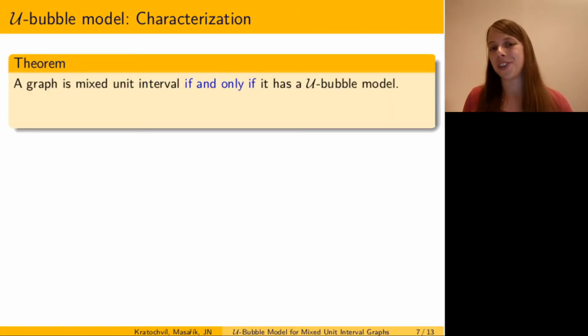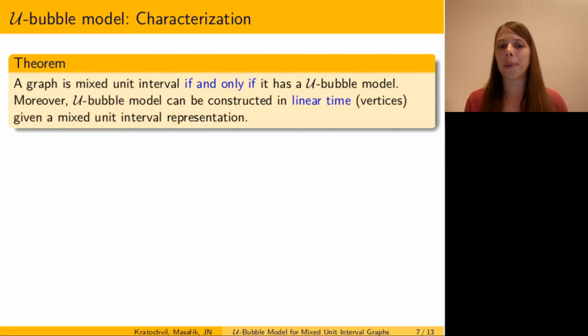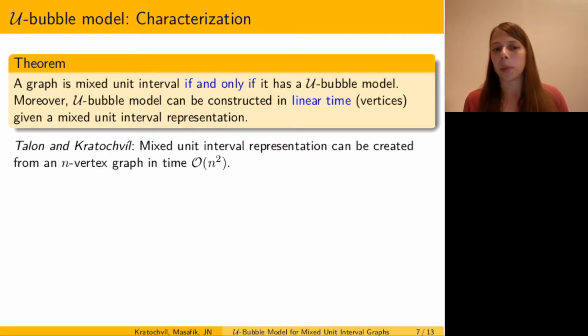Once you know the definition, I remind you of our theorem, which says that a graph is mixed unit interval if and only if it has a U-bubble model. And moreover, the U-bubble model can be constructed in linear time in the number of vertices if a mixed unit interval representation is given. And if not, it can be constructed in quadratic time thanks to the result of Kratochvíl and Talon, who showed that a mixed unit interval representation can be created in quadratic time.